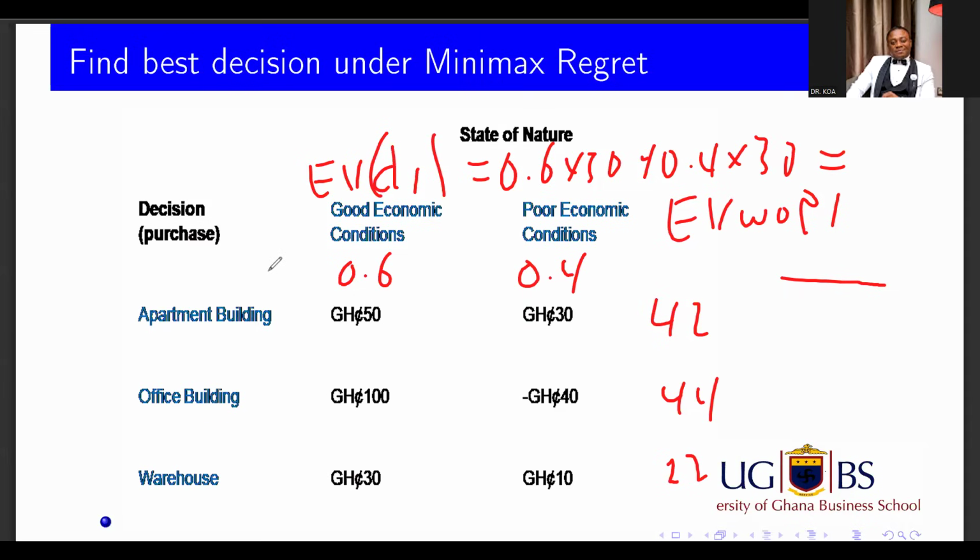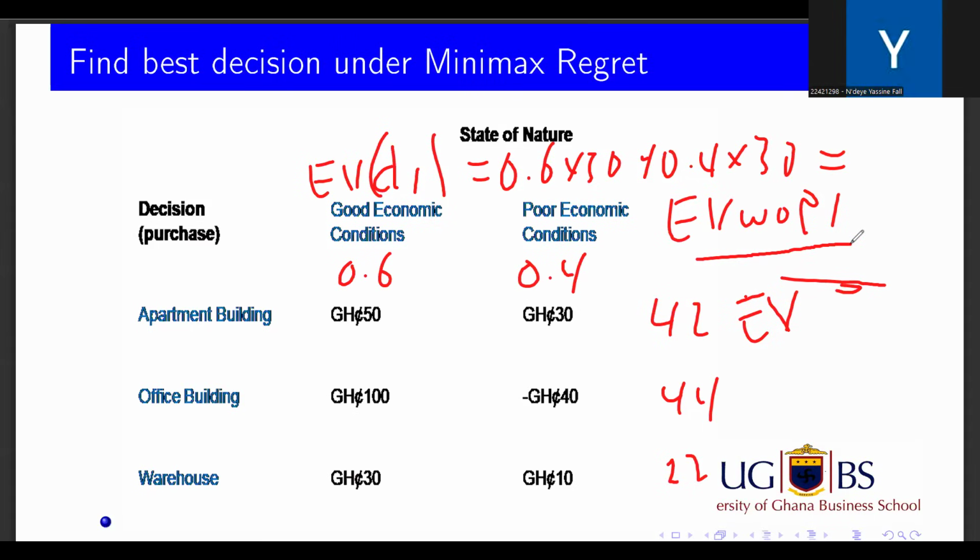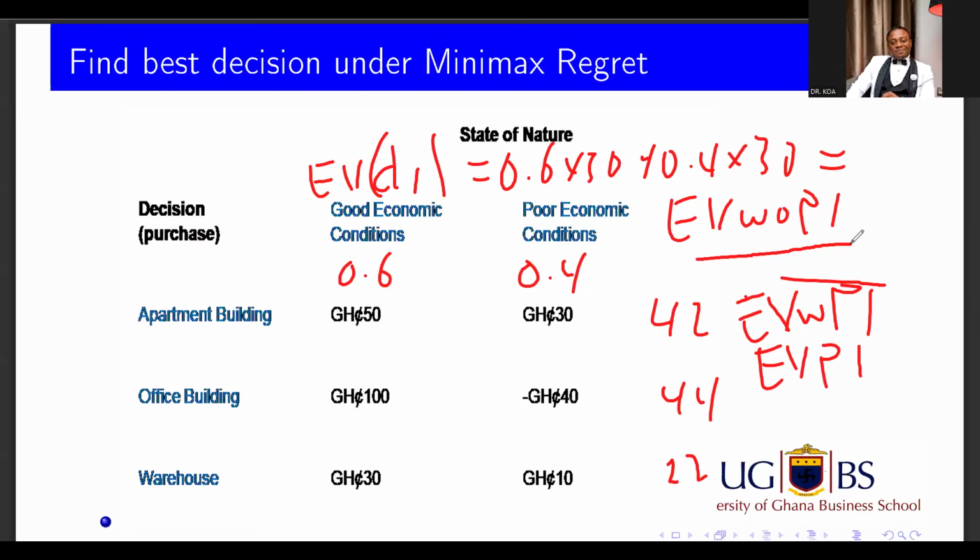What we just found is known as the expected value without perfect information. Which means that there is expected value with perfect information. Who can tell me what that is? Yasin. Expected value with perfect information. But even more interestingly, there is the expected value of perfect information. Guys, pay attention before it starts getting complex for some of you. What is the expected value of perfect information?